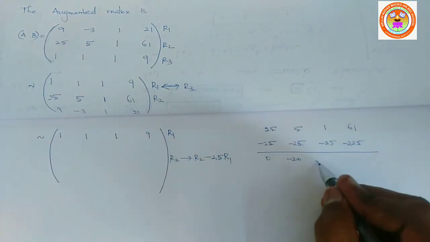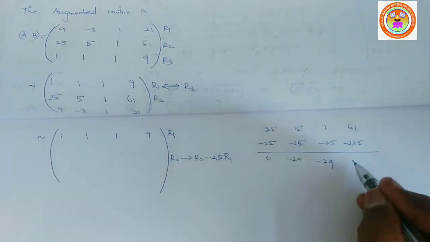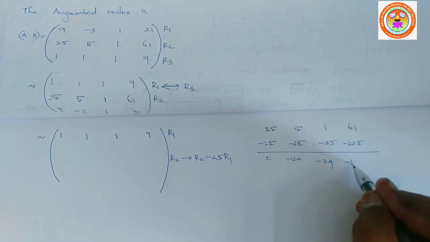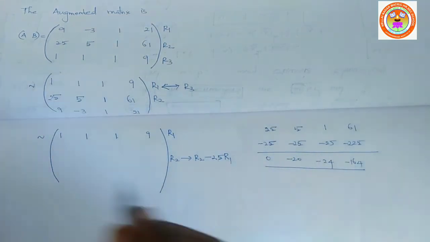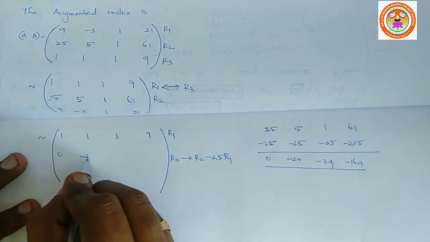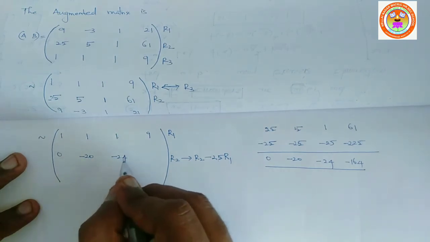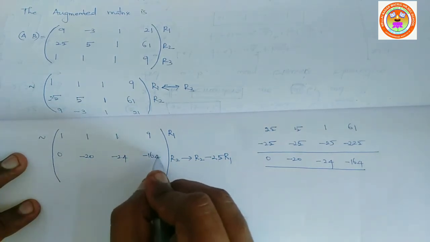1 minus 25 is nothing but minus 24. 61 minus 225 is nothing but minus 164. So write 0, minus 20, minus 24 and minus 164.